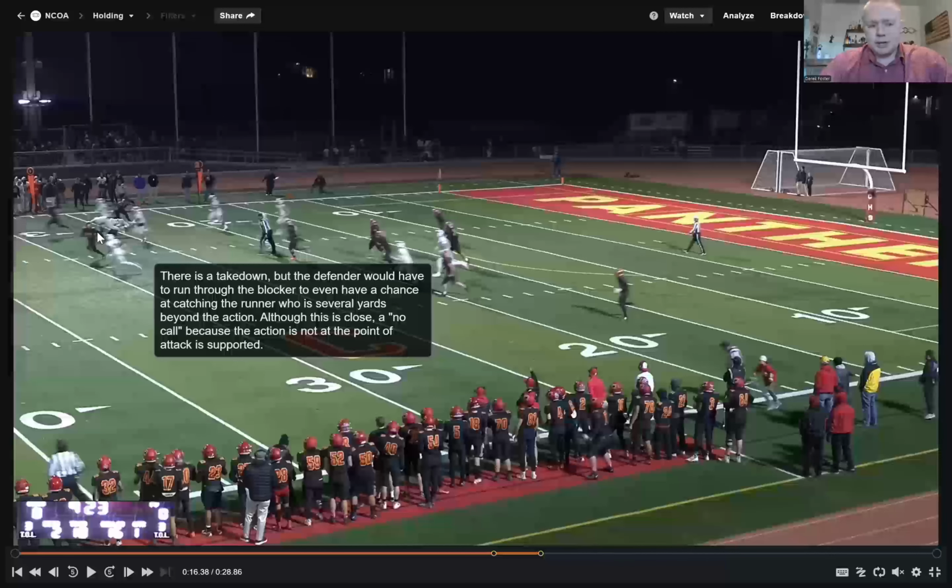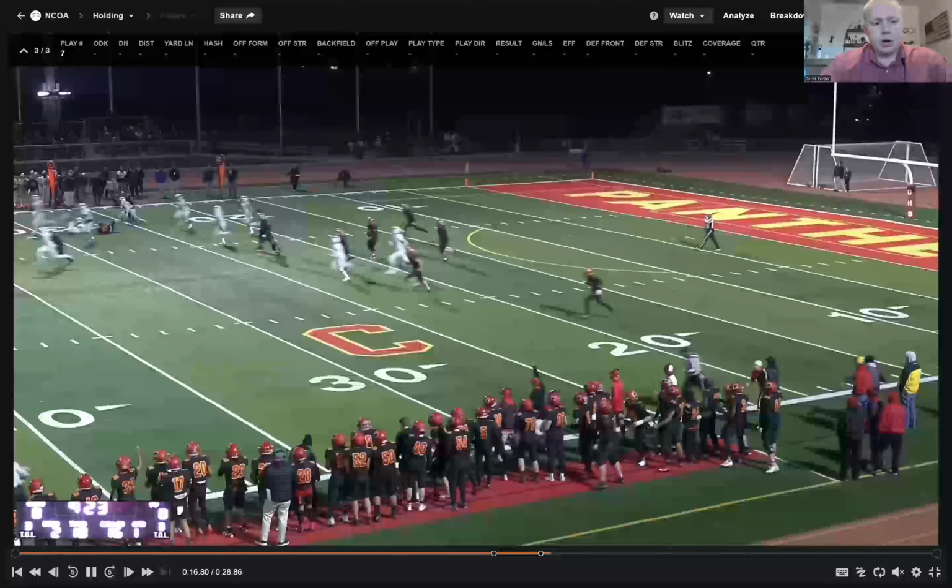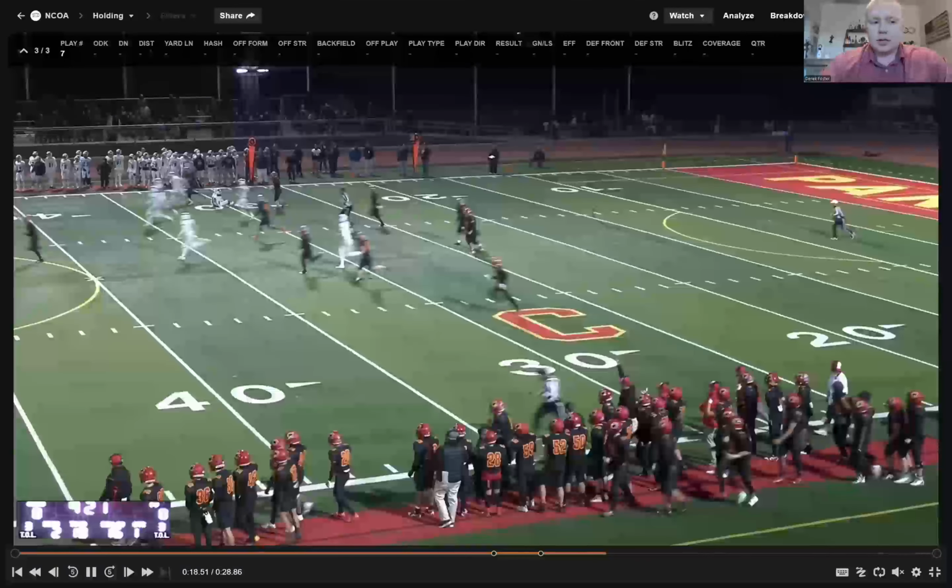This is not going to be considered at the point of attack. So this is one where, even though it's a takedown, and even though it's very close to being at the point of attack, the crew went with no call here, and I think that would be supported. This is a good no call, even though it is close.